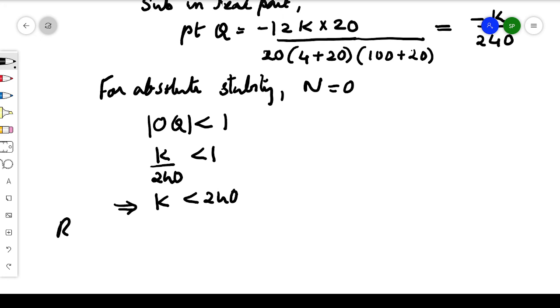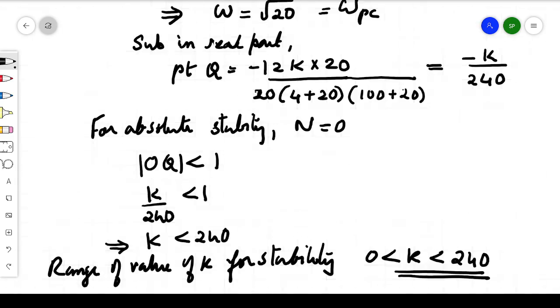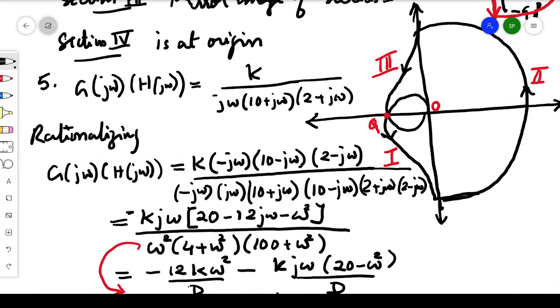So the range of values of K for stability is: K is obviously greater than 0, and it should be less than 240. How did we get that? For stability, -1 should lie outside, because if it lies inside, then the Nyquist plot will be encircling -1. According to the Nyquist stability criterion, we need N equal to 0, that is, there shouldn't be any encirclement of the -1 + j0 point.